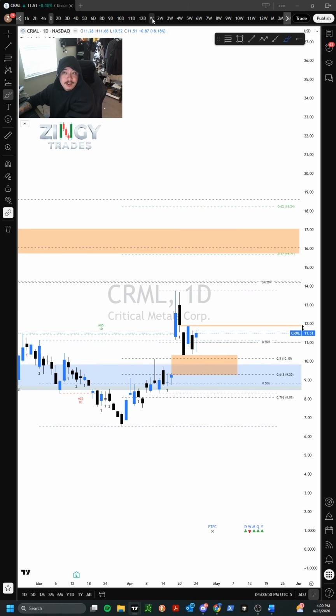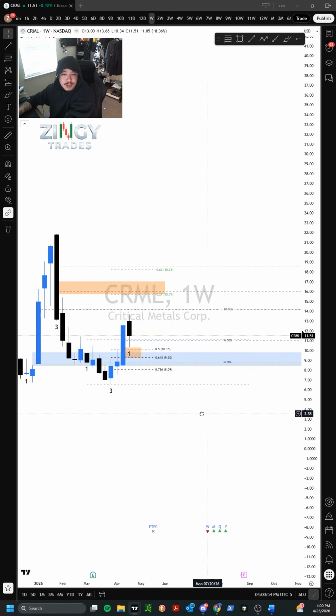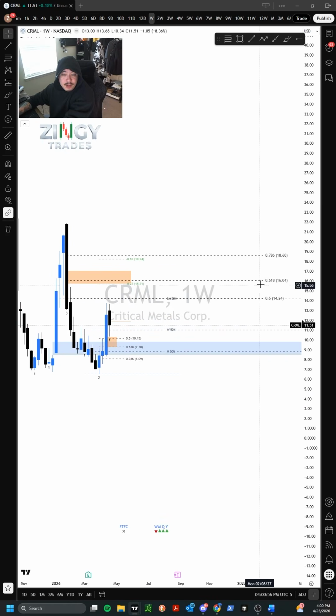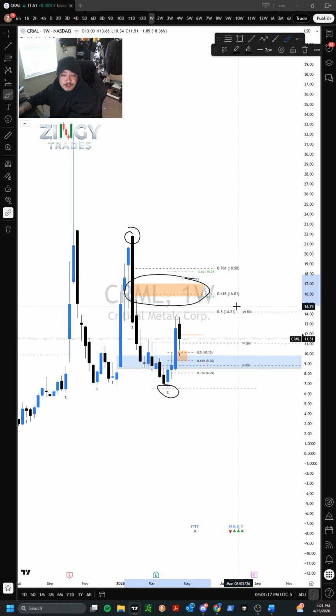One thing that does potentially concern me on CRML, and not quite yet because we're not there yet, is if we take the weekly leg and we get OTE for shorts based on the swing high to the now swing low, you can see that OTE for shorts begins right at previous quarter EQ at 14.21. And then we do have an open gap in true OTE for shorts up at 16.